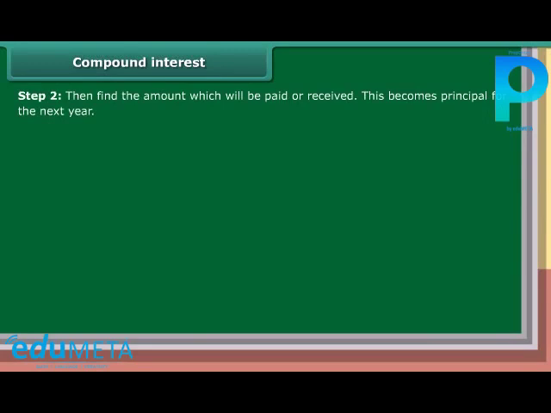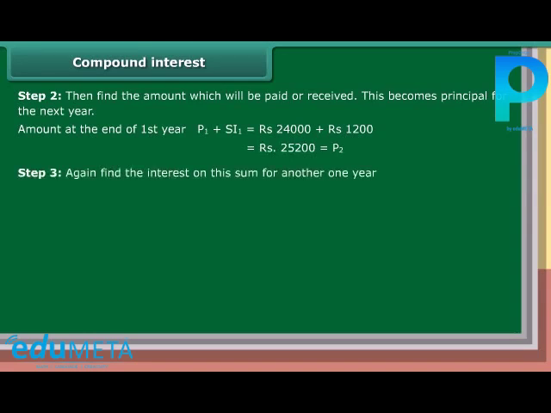Step 2. Then find the amount which will be paid or received. This becomes the principal for the next year. Amount at the end of the first year = P1 + SI1 = ₹24,000 + ₹1,200 = ₹25,200 = P2. Step 3. Again find the interest on this sum for another 1 year. SI2 = SI at 5% per annum for the second year = ₹25,200 × 5/100 = ₹1,260.